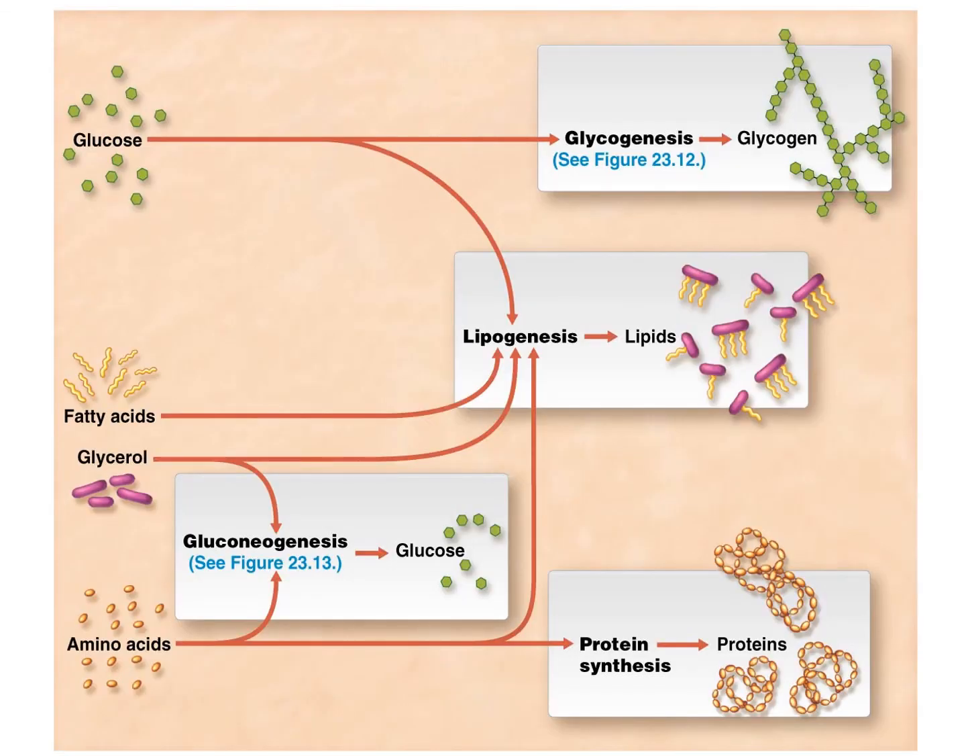So let's look at the big picture of nutrient anabolism. Glucose through glycogenesis forms glycogen. However, glucose can be interconverted through lipogenesis to produce lipids. Fatty acids through lipogenesis produce lipids. Glycerol can form lipids through lipogenesis, but it can also enter gluconeogenesis to form glucose. Amino acids, of course, can produce proteins, but they can also be converted through gluconeogenesis to form glucose.